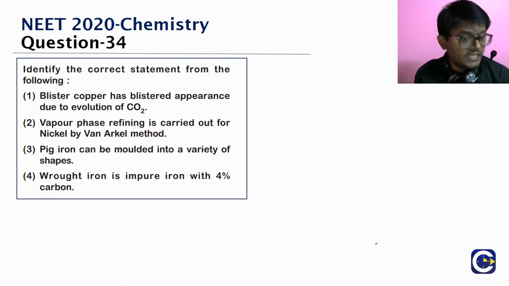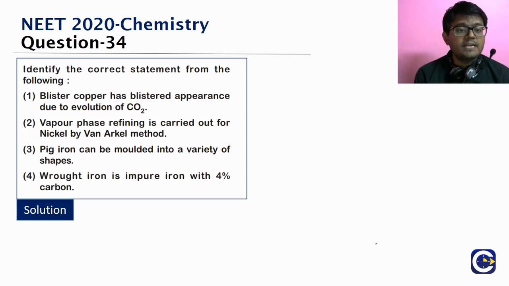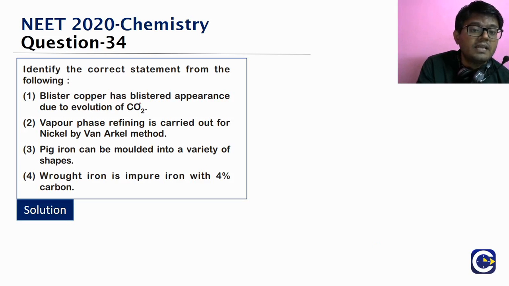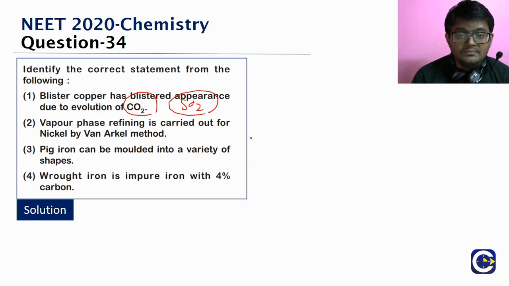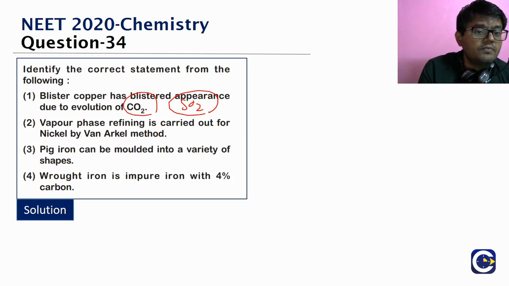Next, we will move on to question number 34. Identify the correct statement from the following. Statement 1: blister copper has blistered appearance due to evolution of CO2. No, it is because of the evolution of SO2. The sulfide form of impurity present in the copper will release SO2, and that is the reason for the formation of blisters on the surface of the copper. So this is not correct.